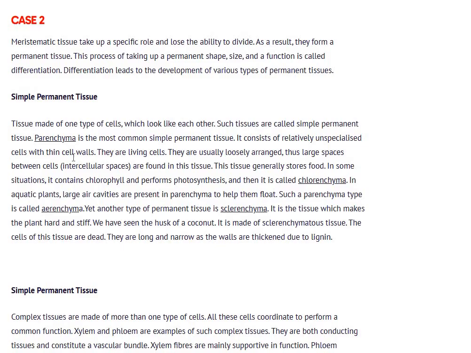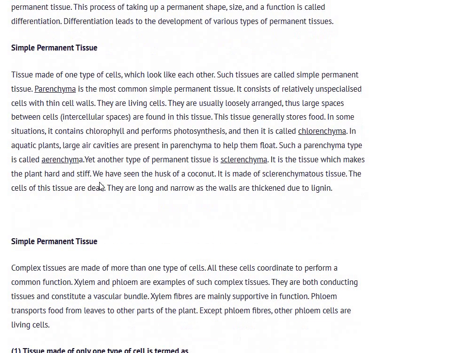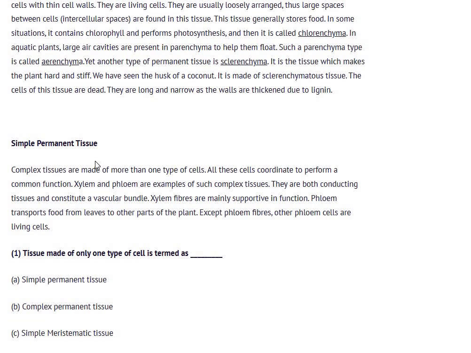Yet another type of permanent tissue is sclerenchyma. It is the tissue which makes the plant hard and stiff. We have seen the husk of a coconut; it is made up of sclerenchymatous tissue. The cells of this tissue are dead. They are long and narrow, and the walls are thickened due to the presence of lignin, a chemical substance. So that was all about simple permanent tissue: parenchyma, collenchyma, sclerenchyma. Complex tissues are made up of more than one type of cell.